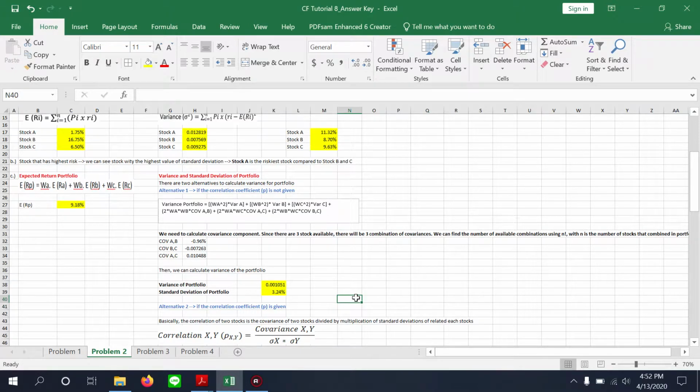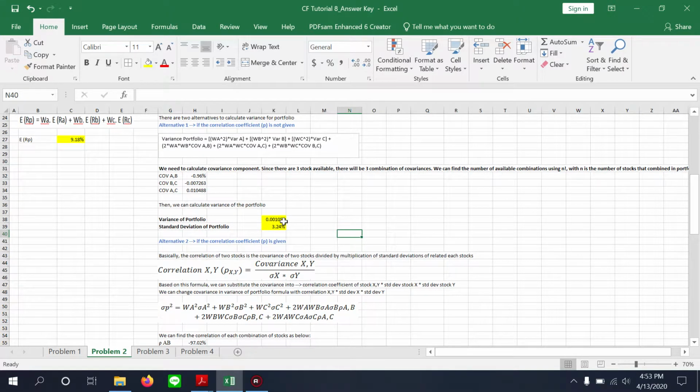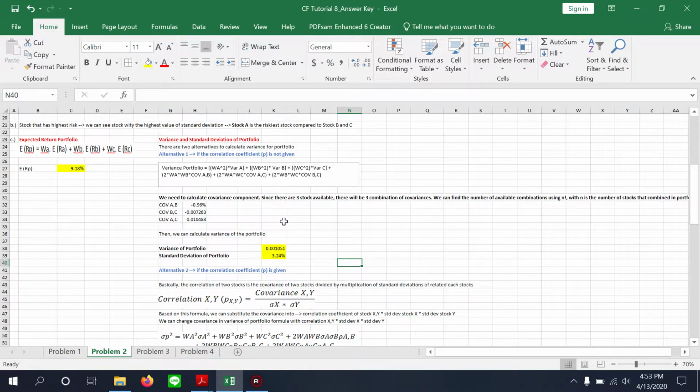Okay, so moving on, we are going to the hard part. It is really difficult to understand right away. There are actually three alternatives here. The first one is like this: you use the variance of the portfolio and the covariance between the two stocks to find the standard deviation of the portfolio.